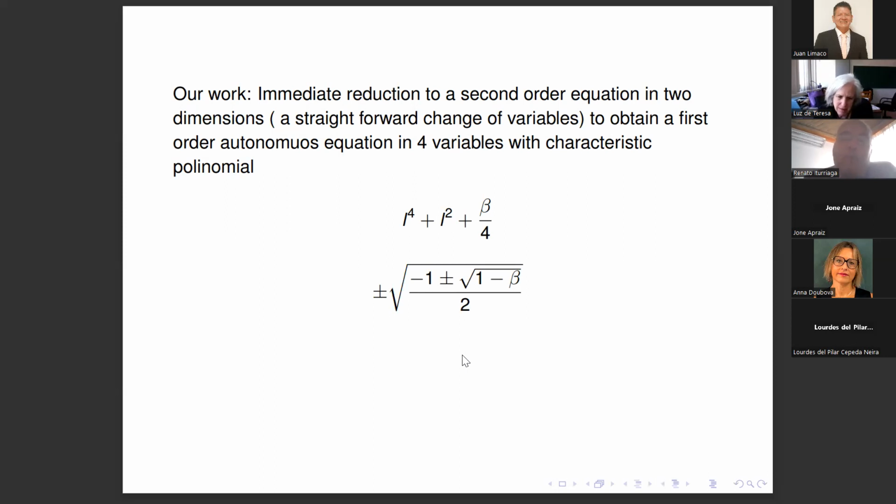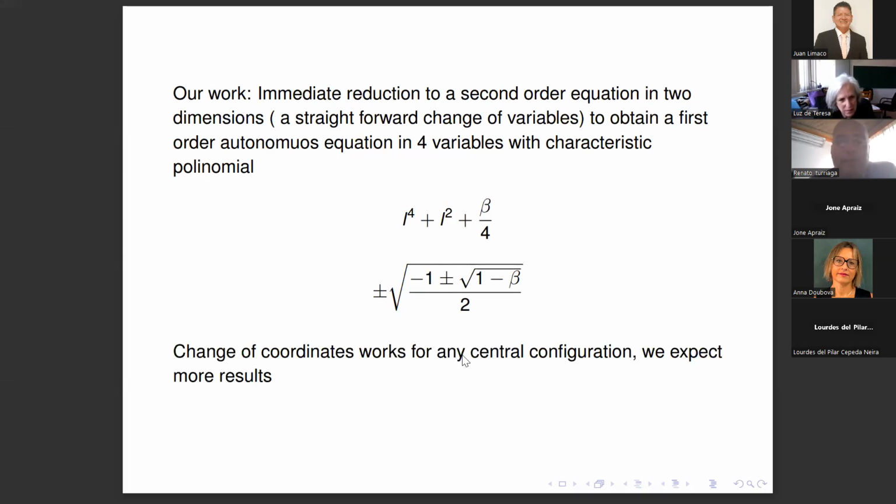And so for the system to be linear stable, you have that this should be imaginary. And so what is inside this first root should be negative, and this is negative if beta is less than 1. So you have -1 plus something less than 1, it is negative. And that's it.